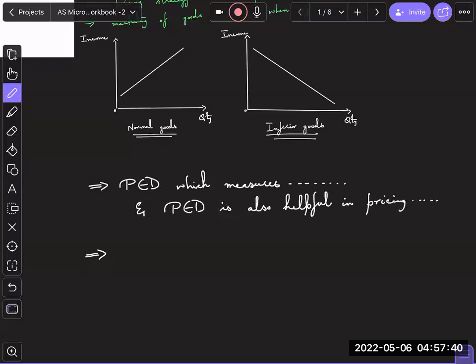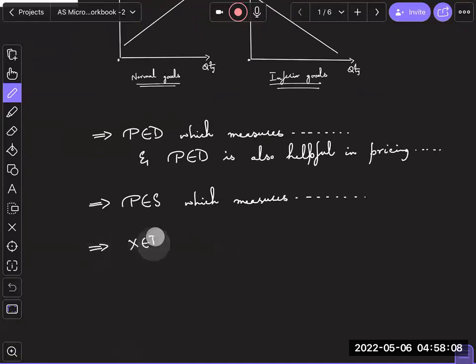You have other measures such as PES, which measures the percentage responsiveness of quantity supplied as there is a change in the price of the good. And PES is also helpful in production planning, in telling what is the nature of the product and how elastic they can make the good in order to maximize their revenue. And then you have the last one, which is XED, which measures the responsiveness of quantity demanded of good A as a result of a change in the price of good B. And XED is important in determining whether we should increase the price if the quantity demanded of the other good is increasing, or whether we should decrease the price based upon the relationship, whether the goods are substitutes or complements.